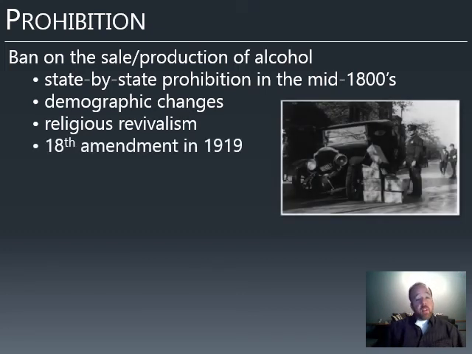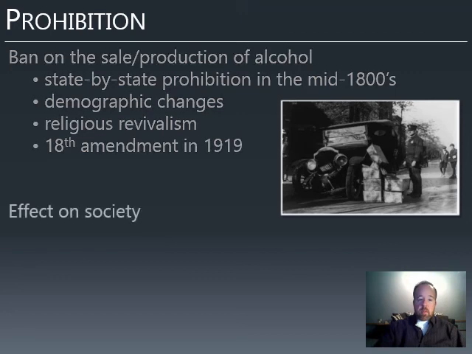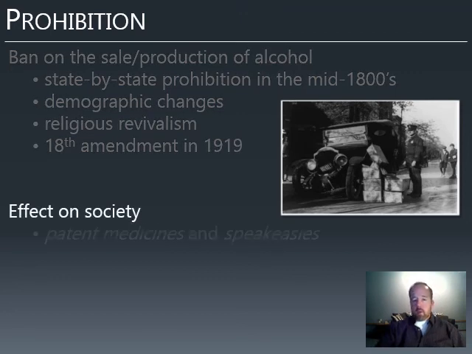So you have the 18th Amendment to the Constitution that's ratified in 1919. It comes into effect a year later in 1920, and from that point on, the sale and production of alcohol is outlawed. So what did this do?